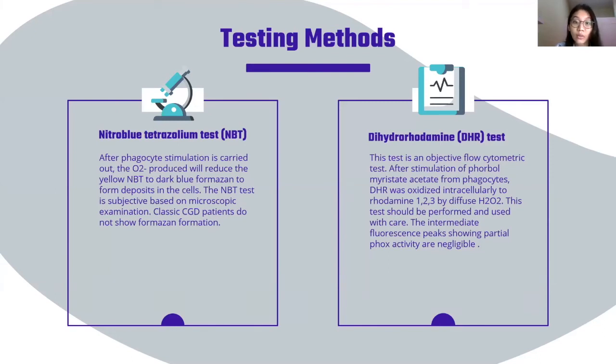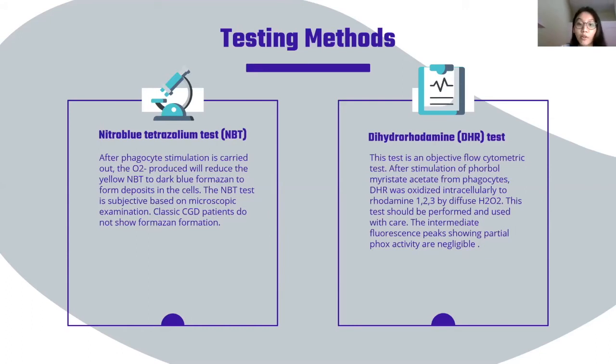Classic chronic granulomatous disease or CGD patients do not show formazan formation. Furthermore, this NBT test is performed as a screen for chronic granulomatous disease, and this test is subjective based on microscopic examination. And the second test is the dihydrorhodamine test or DHR. This test is an objective flow cytometric test.